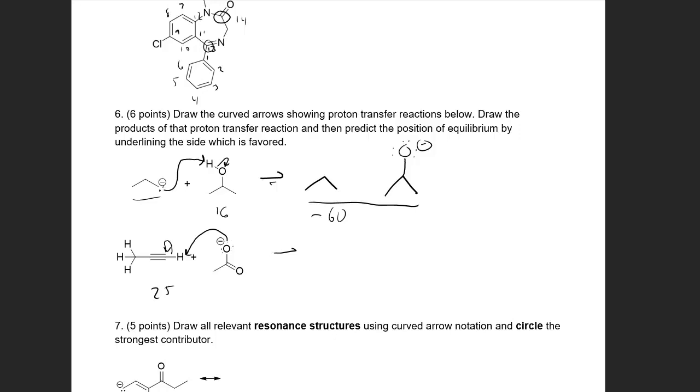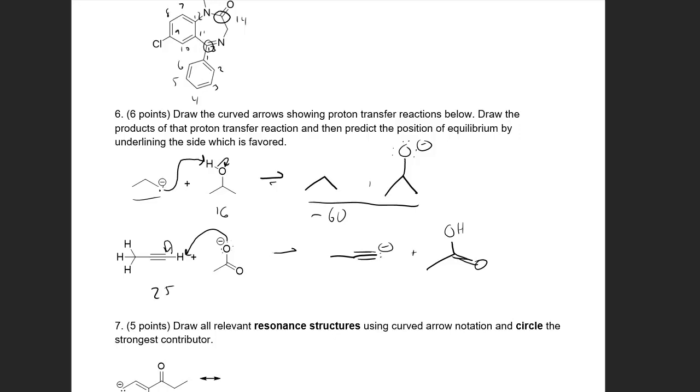And that's going to get us our alkyne that's now deprotonated. We've got a lone pair of electrons on that carbon. And now we have protonated our carboxylate to form a carboxylic acid. So now our oxygen is an OH, and we have our double bond oxygen there.